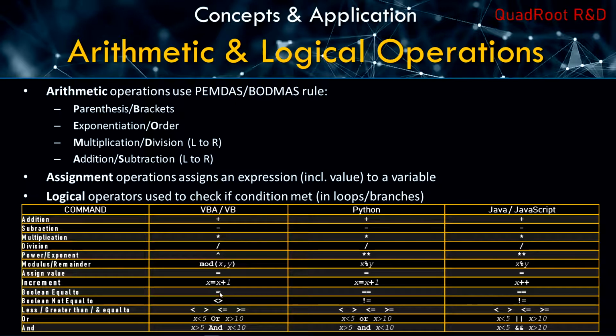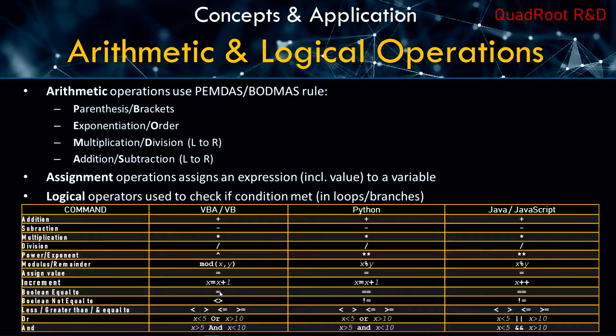So Boolean equal to is when you're doing a logical check, checking if the left-hand side is equal to the right-hand side. So is this equal to this? And it's different from assigning a value, where this is equal to this. So you're forcing the expression to be stored inside the variable in assignment equal to. But in Boolean equal to, you're checking, is this equal to this?